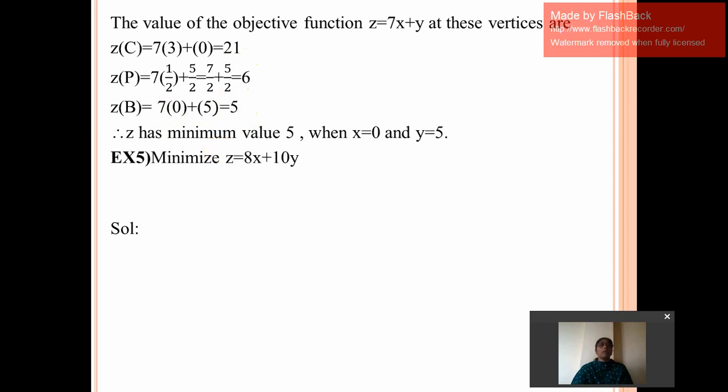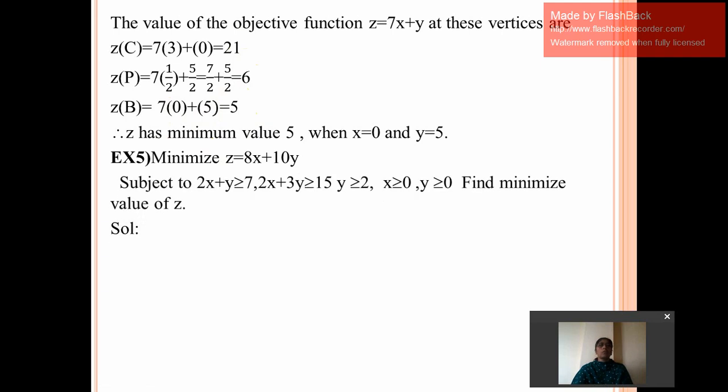Next example, minimize Z is equal to 8x plus 10y subject to 2x plus y greater than or equal to 7, 2x plus 3y greater than or equal to 15, y greater than or equal to 2, x greater than or equal to 0, y greater than or equal to 0. Find minimized value of z. Z is equal to 8x plus 10y is the objective function. There are three constraints: first, second, third. X greater than or equal to 0, y greater than or equal to 0 is the non-negativity constraint, feasible region, first quadrant.